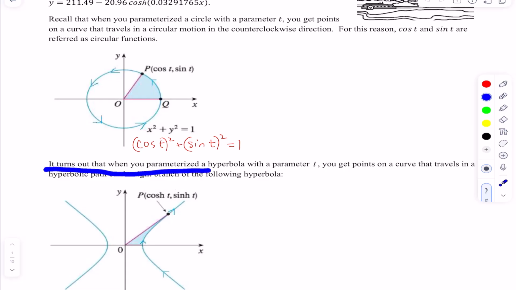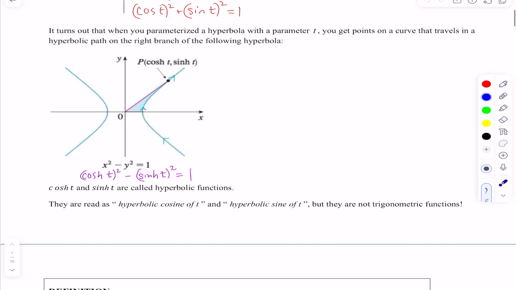When you parameterize a hyperbola with the parameter t, you get points on a curve that travels in a hyperbolic path, only on the right side. This point is going to be defined as the hyperbolic cosine function of t, comma, hyperbolic sine function of t. And when you evaluate this, it even gives you a hyperbolic identity.